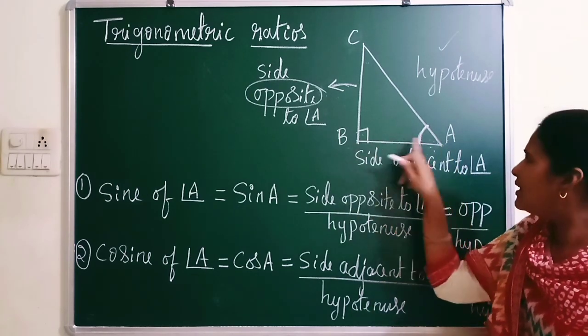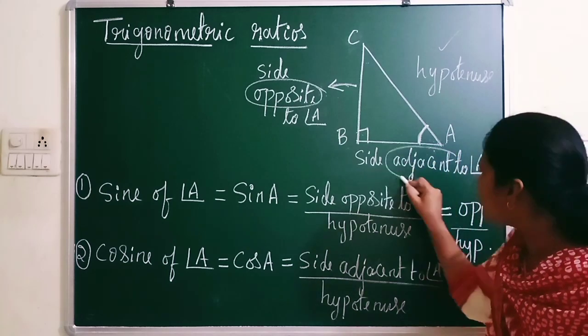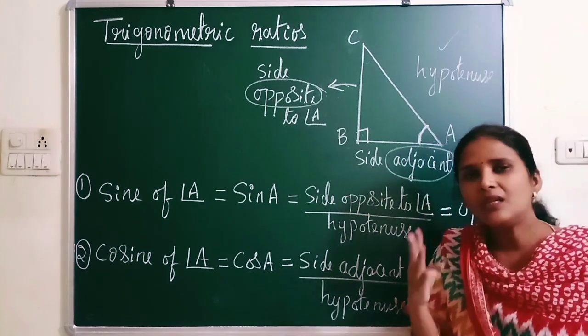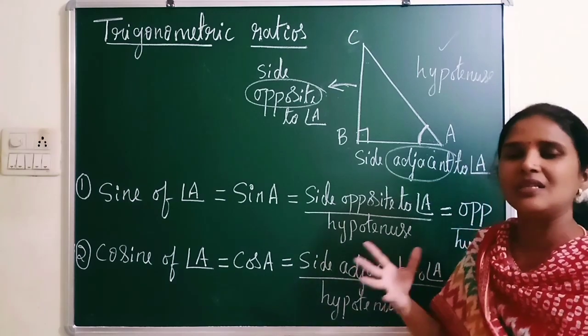So you can see BA is the adjacent. This is the main word here: the side adjacent to angle A. So what are the three words we name for these three sides here?